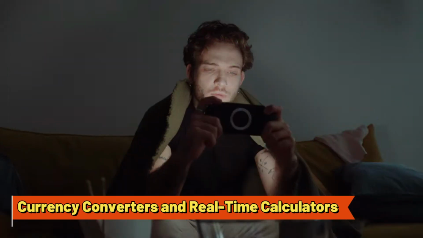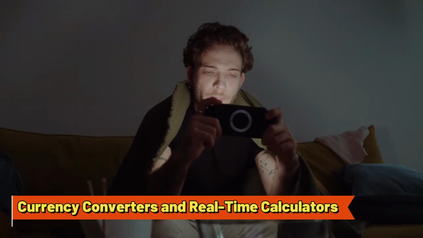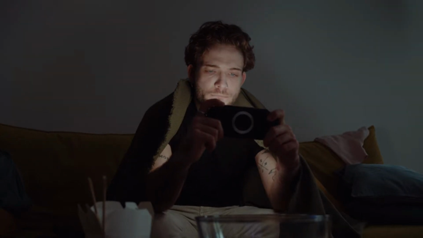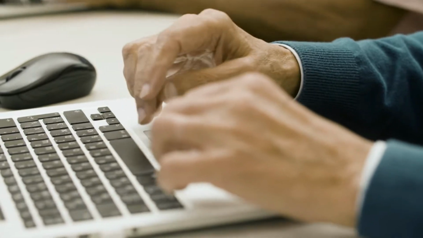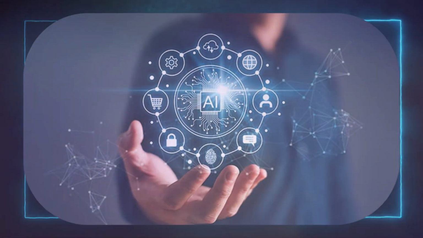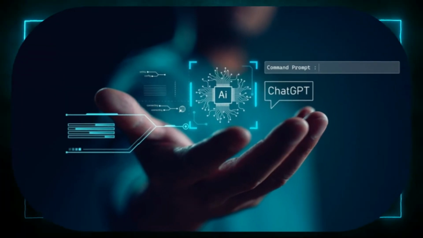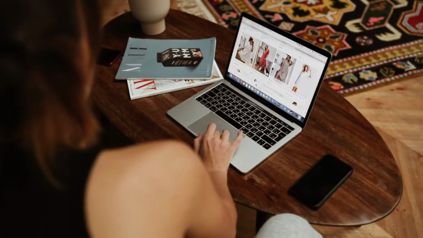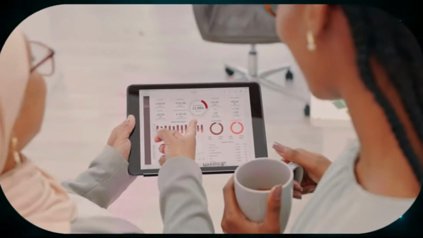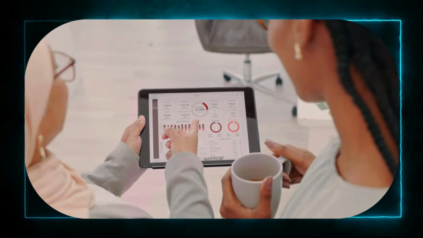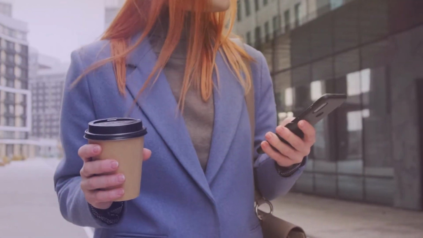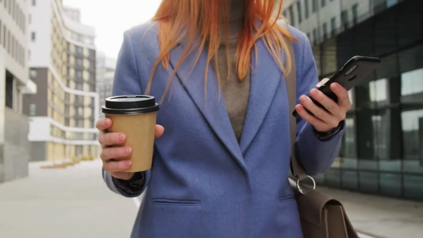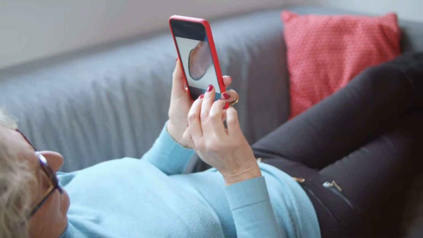Currency converters and real-time calculators. Your personalized financial assistant. If you're like most people, you probably want to know how much your Bitcoin is worth in your local currency, whether that's USD, Euro, or something more niche like Norwegian krone. Here's where AI-driven real-time converters come in. Let's say you want a Bitcoin to krone converter. You type in the number of Bitcoins you own, and voila! The site fetches the current exchange rate, calculates the conversion in real time, and shows you the value of your holdings in the local currency.